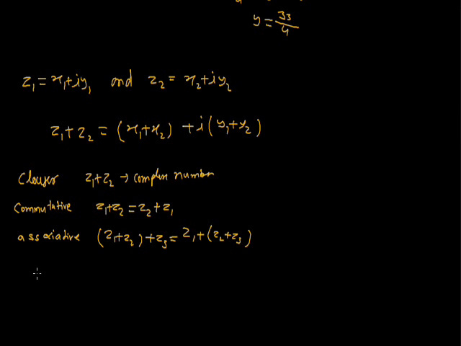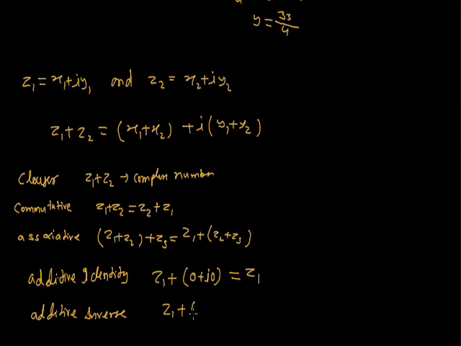Similarly, we can find the additive identity and additive inverse. If we talk about additive identity, then z1 plus 0 plus iota 0: if we add 0 plus iota 0 to z1, then we get z1. So the additive identity for any complex number is 0 plus 0 iota. Now additive inverse: z1 plus minus z1 is equal to 0. So the additive inverse of any complex number is the negative of the same complex number.